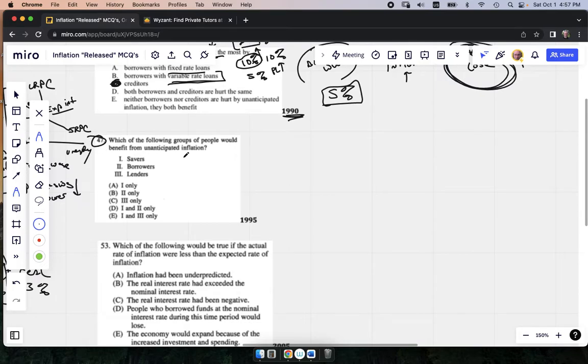Let's look at 47. Which of the following groups of people would benefit from inflation? Again, I write it out in my head. Inflation, bankers lose.